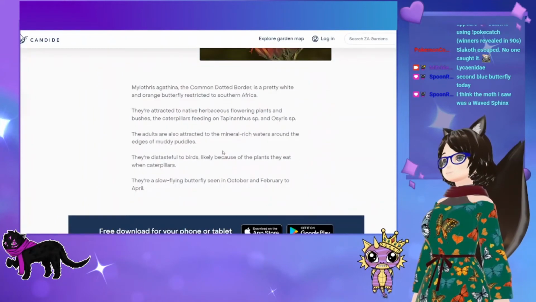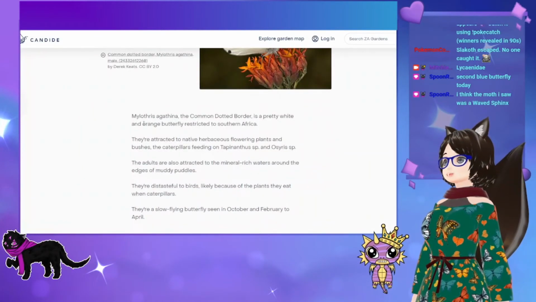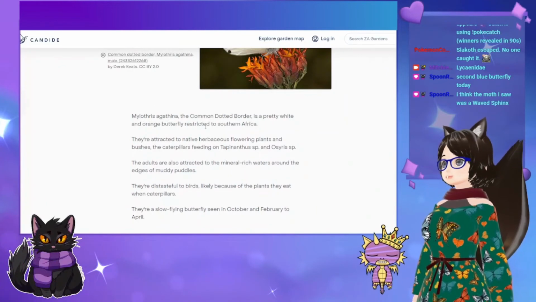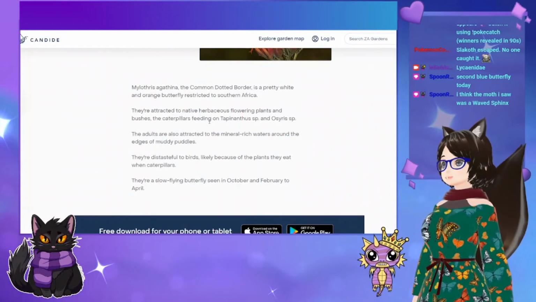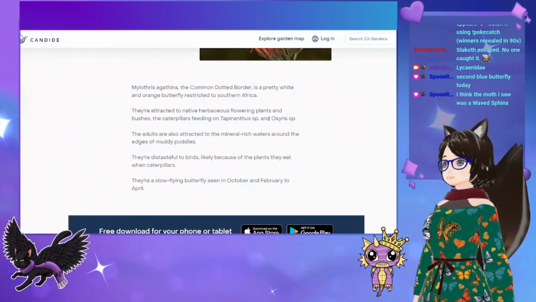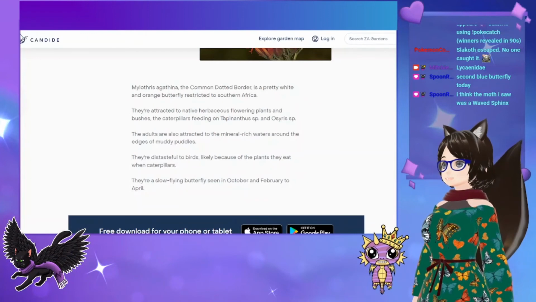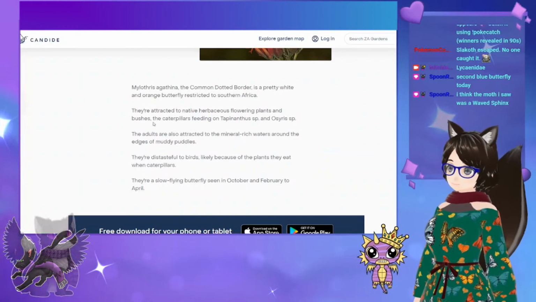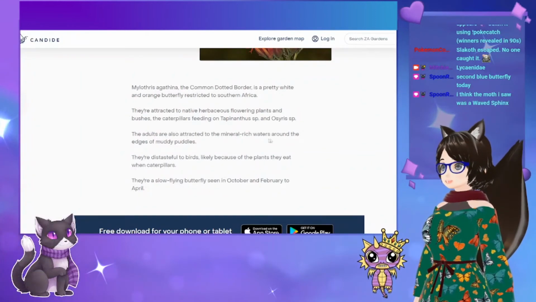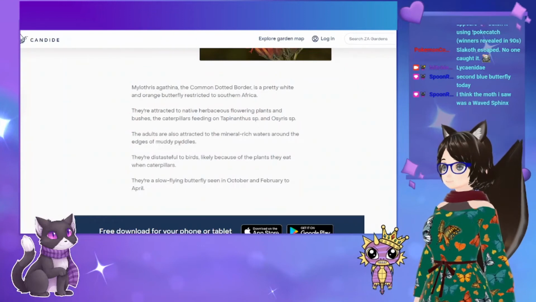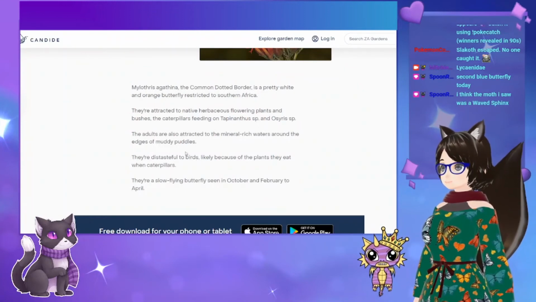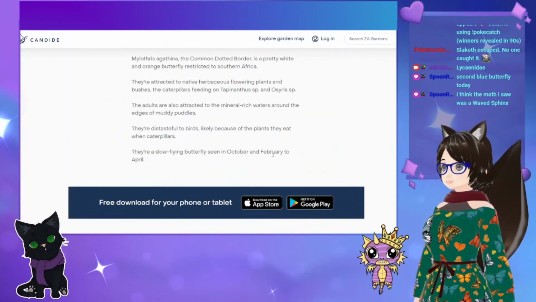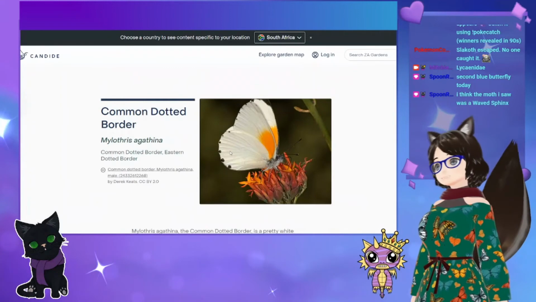And let's read this. Mylothris agathina, the common dotted border, is a pretty white and orange butterfly restricted to Southern Africa. They're attracted to native herbaceous flowering plants and bushes. The caterpillars feed on the Tapinanthus and Osyris. The adults are also attracted to the mineral-rich waters around the edges of muddy puddles. They're distasteful to birds, likely because of the plants they eat as caterpillars. They are slow-flying butterflies seen from October to February into April. Nice.